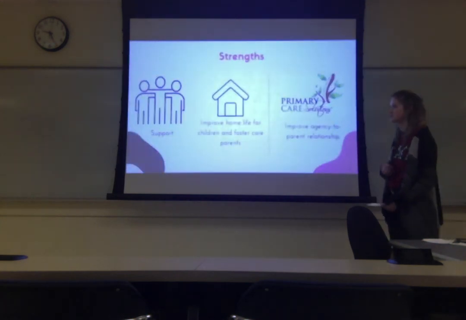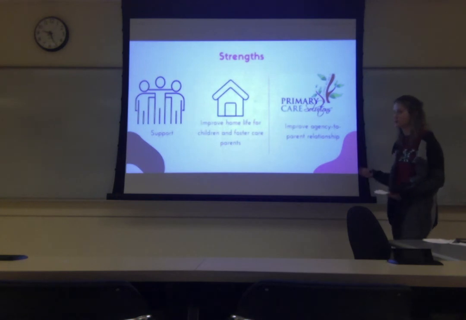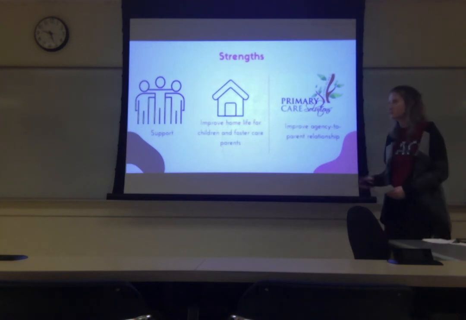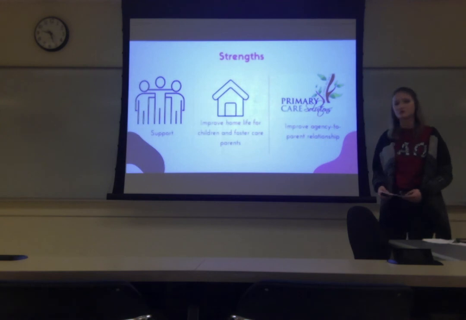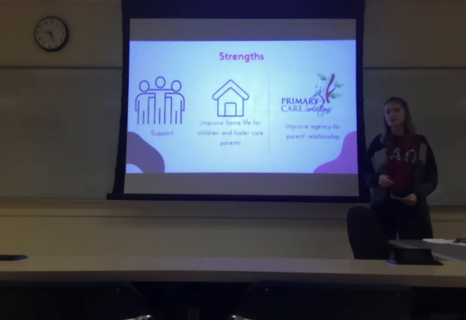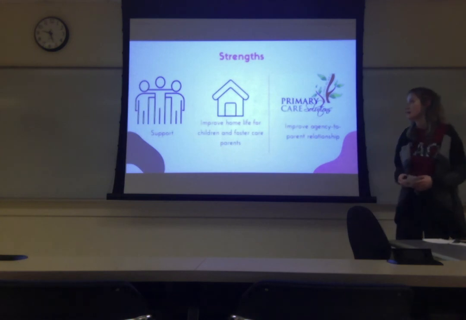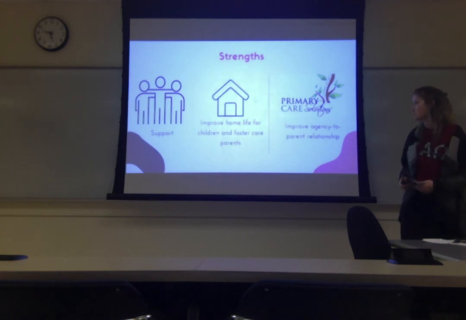So this leads me to the strengths of the programs that they would bring. It would increase support, so it would increase peer-to-peer relationships and increase the feeling of the support that foster care parents need through this process. It would also improve home life for children and foster care parents. It would improve home life because a lot of foster care parents struggle with behavior modification, or whatever they struggle with. It might actually improve their home life and improve how they handle a lot of situations they go through. It would also improve the agency to parent relationship, so the agency would benefit from this as well by creating even more of a personal relationship with the foster care parent.